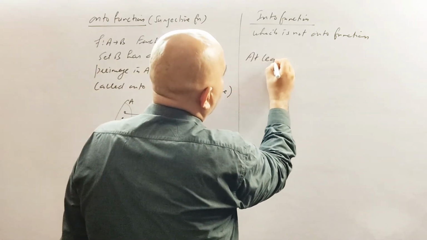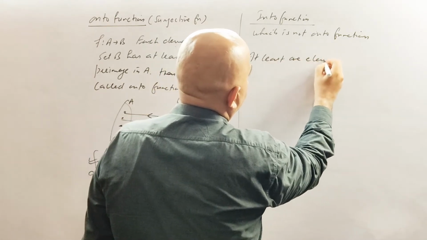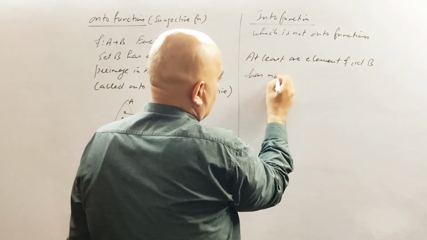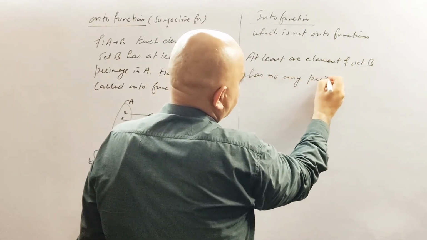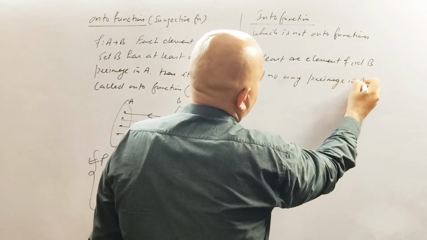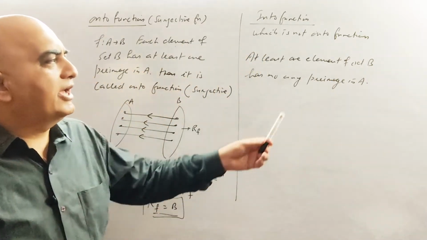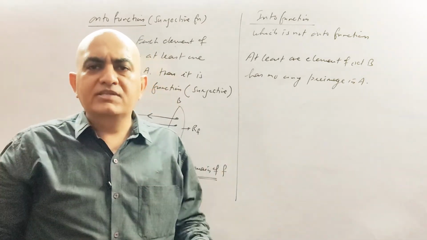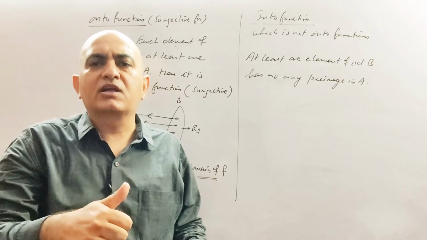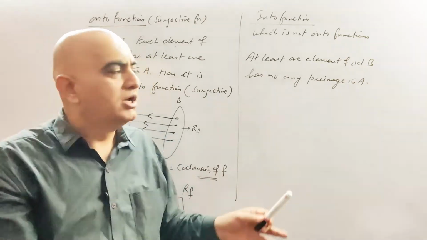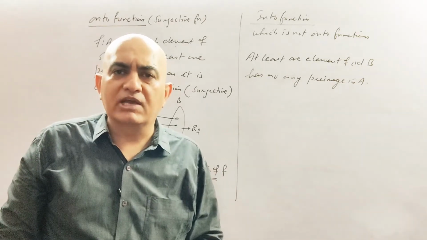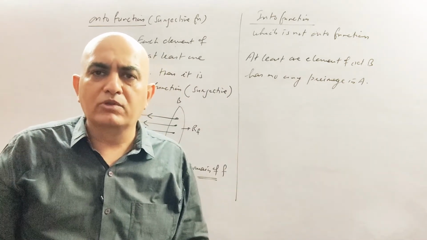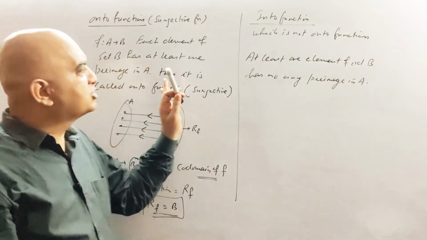At least one element of set B has no preimage in A. At least one element of set B has no preimage in A. B सेट के एलिमेंट्स में कम से कम एक ऐसा एलिमेंट जरूर होगा जिसकी A में कोई भी प्री इमेज अवेलेबल नहीं होगी. अगर इस टाइप का क्राइटेरिया हमें फॉर्म होता है तो उसको हम क्या बोलते हैं? इनटू फंक्शन बोलते हैं.